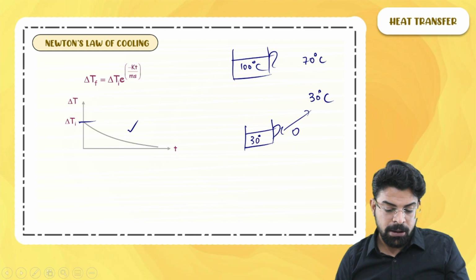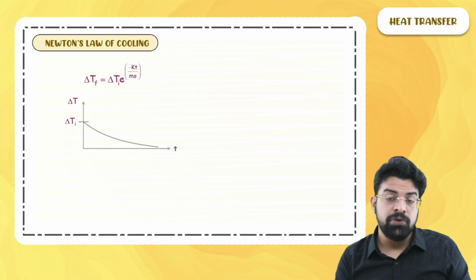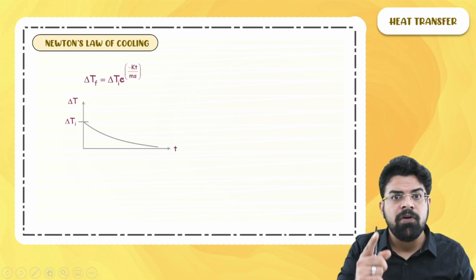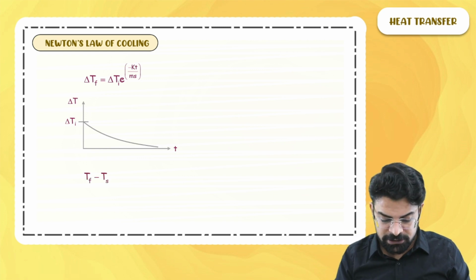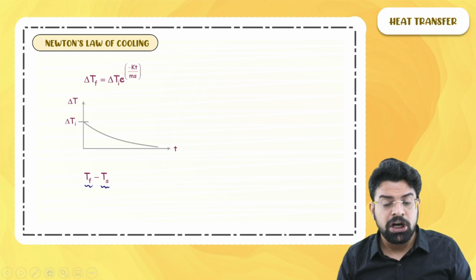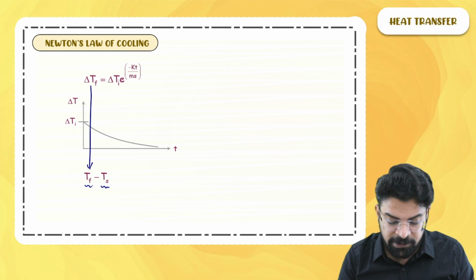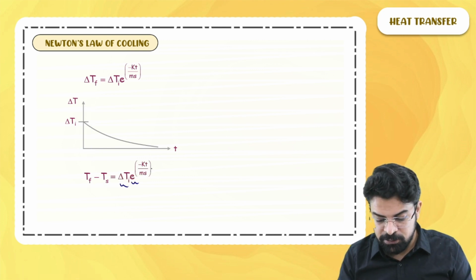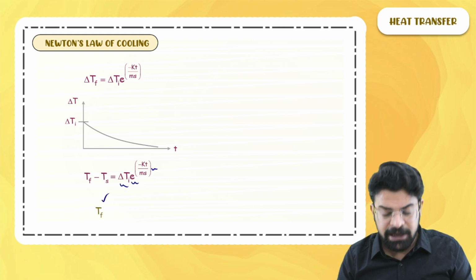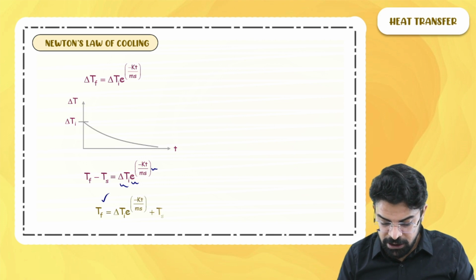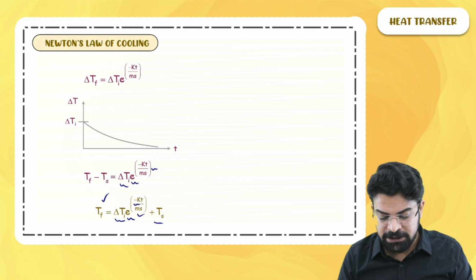So the graph goes from initial to the final, the same as nuclear decay. But many a time they don't ask you the graph of temperature difference between the body and surrounding. They ask you the graph of temperature of the body. So you will say final temperature of the body minus temperature of the surrounding, which is nothing but the final temperature difference, equals the initial temperature difference into e raised to the power of minus kt by ms. So the temperature of the body ultimately equals the initial temperature difference into e raised to the power of minus kt by ms plus Ts.